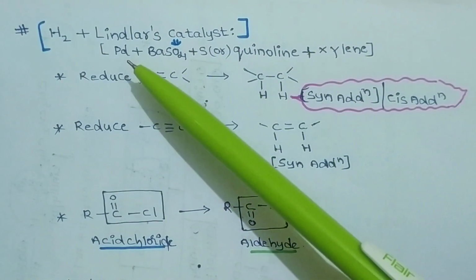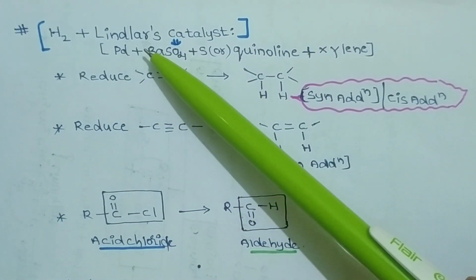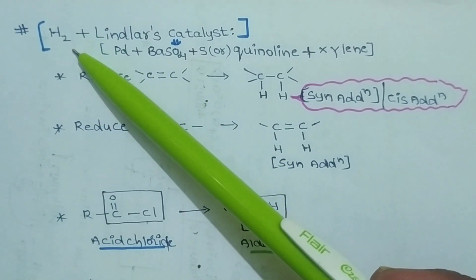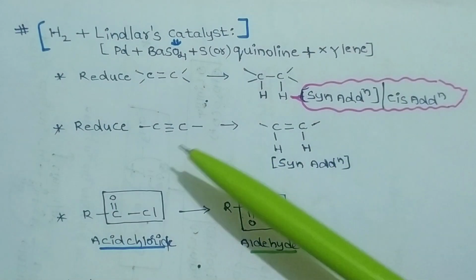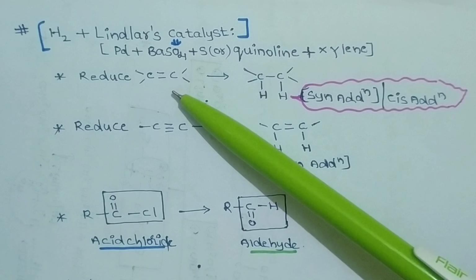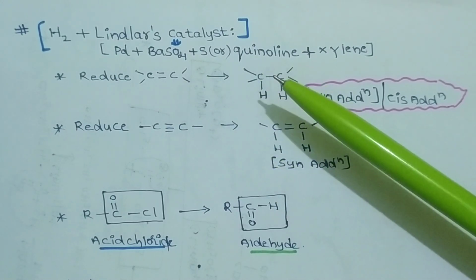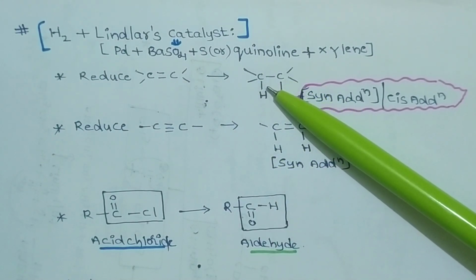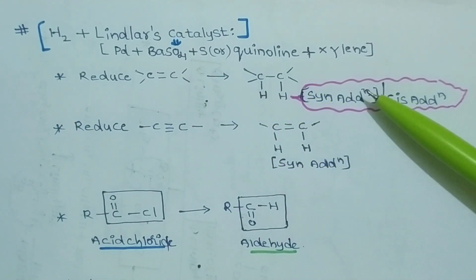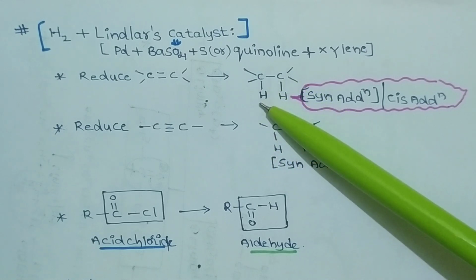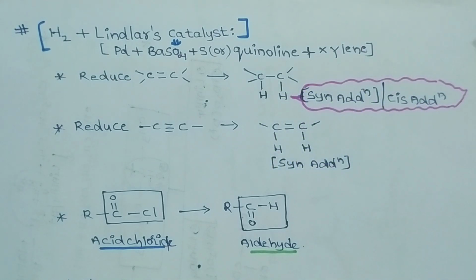Now, we know that palladium is a very good storage for hydrogen. Therefore we are using this Lindlar's catalyst. Lindlar's catalyst means palladium, barium sulfate plus sulfur, xylene. Now what is the role of this Lindlar's catalyst? It reduces the carbon-carbon double bond into a carbon-carbon single bond, where the addition of hydrogens takes place as syn addition, or cis addition. That means both the hydrogens add on the same side.